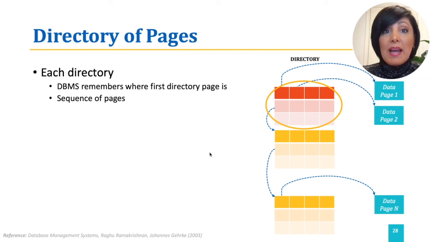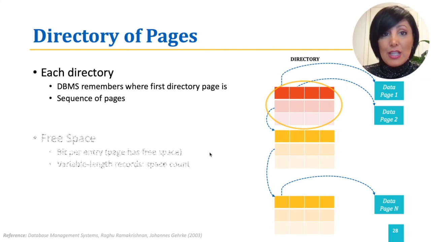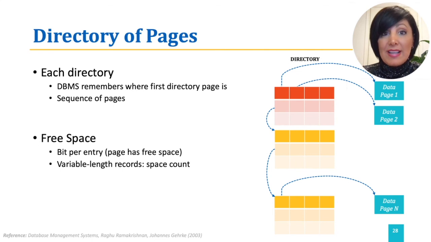The directory can keep an indicator for free space in each page. For fixed length records, this could be only a bit, showing if the page has free space available or not. For a variable length record, the field can show the amount of free space in the page. This could be kept in the directory in the form of a counter for each page entry. This can solve the problem of finding enough space for variable length records.